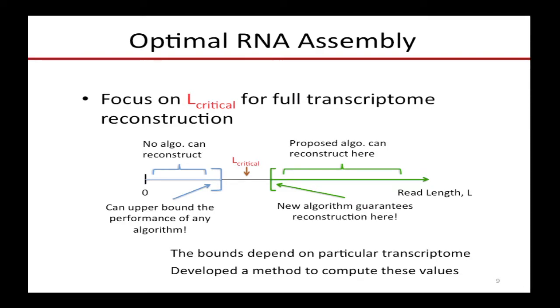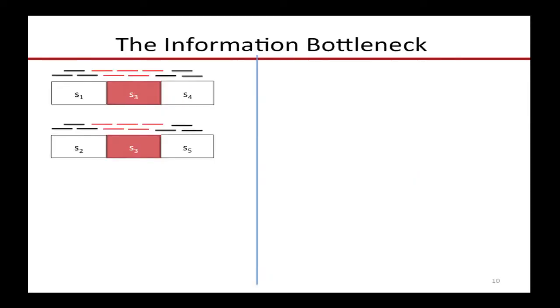Now I have to show you two things. One is how do we bound the performance of any algorithm, which means how do we establish informational bottlenecks. The second is how do we establish an algorithm that can reconstruct when you're beyond a certain critical read length.